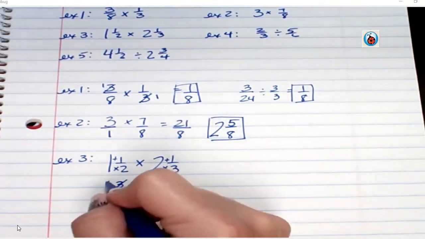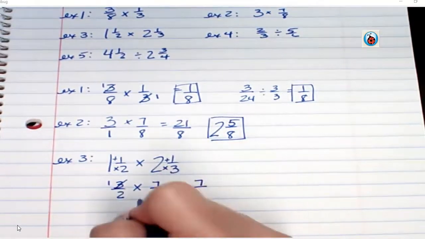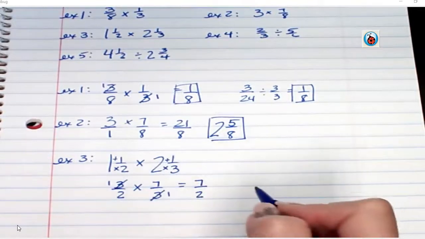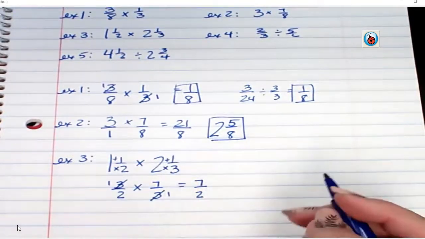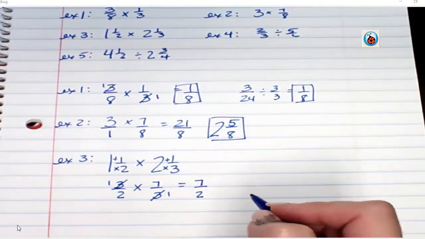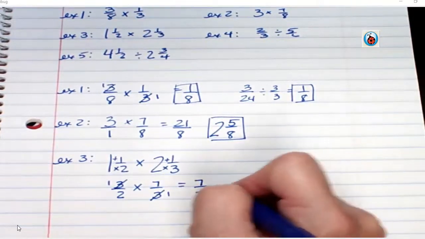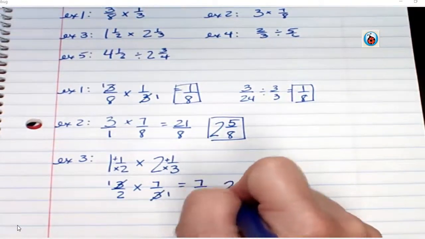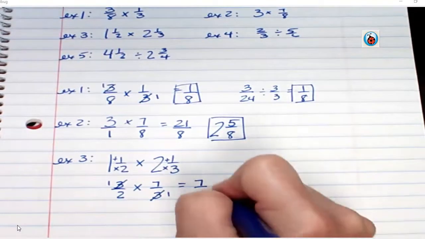I multiply across. 1 times 7 is 7. 2 times 1 is 2. That's improper. I'm going to turn and divide. Top in, bottom out. 2 goes into 7 3 times, that's 6, with 1 left over.